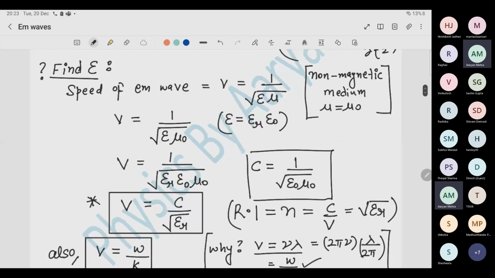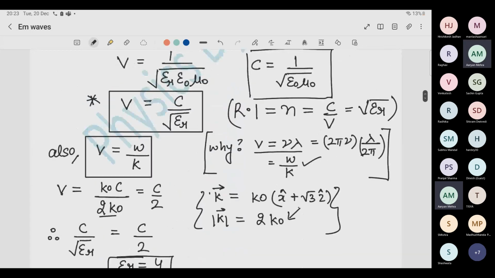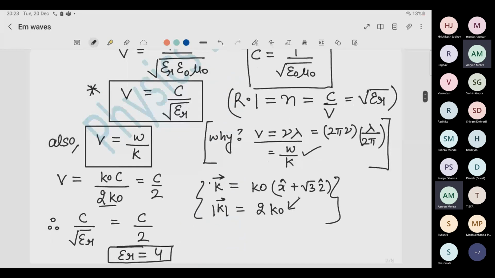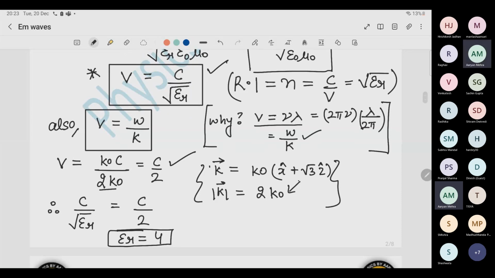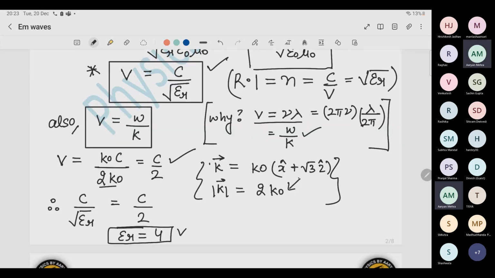So let's come and write c into k naught. So my speed actually comes out to be c by 2. So my EM wave is actually traveling with half the speed of light. Right. So if I compare this equation and this equation, I found epsilon r to be 4. So how many of you understand this sort of mathematics? Very easy mathematics. Epsilon r is 4, right? Got it? Got an idea?